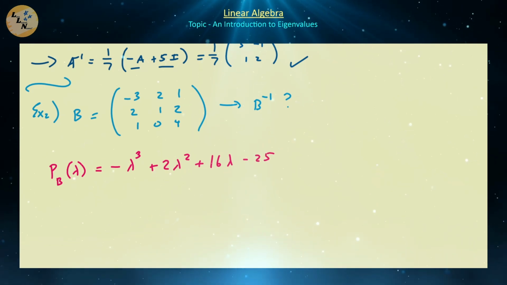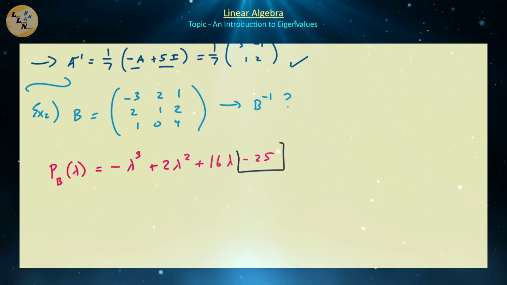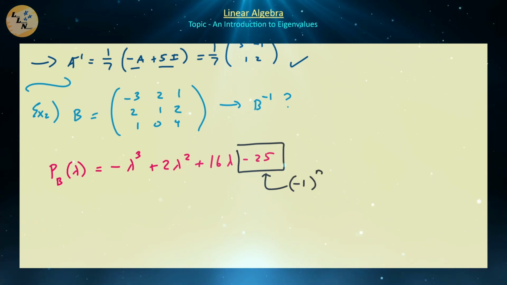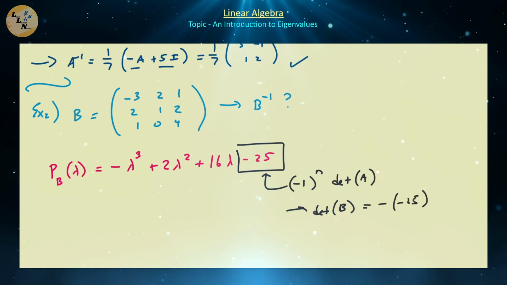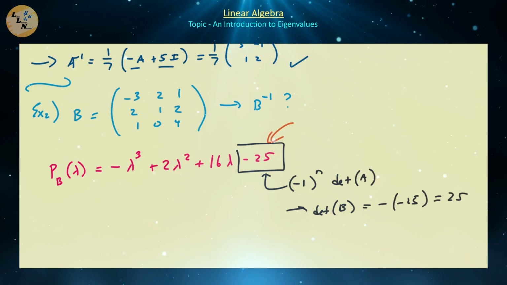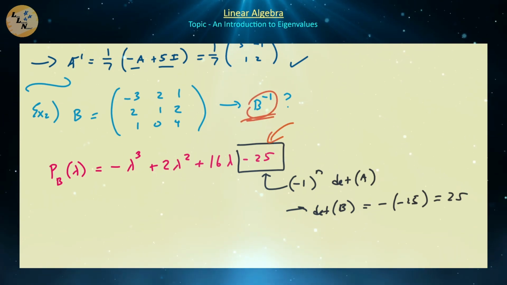Now, the first important theorem that Cayley-Hamilton actually represents: this constant number is negative 1 to the power of n times the determinant of the matrix A. So since A, or in this case B, is a 3 by 3 matrix, then the determinant of B is going to be equal to the opposite of that constant, which is 25. So as long as there is a non-zero constant here, that means the matrix of which this is the characteristic polynomial is invertible. So we can find that, right?